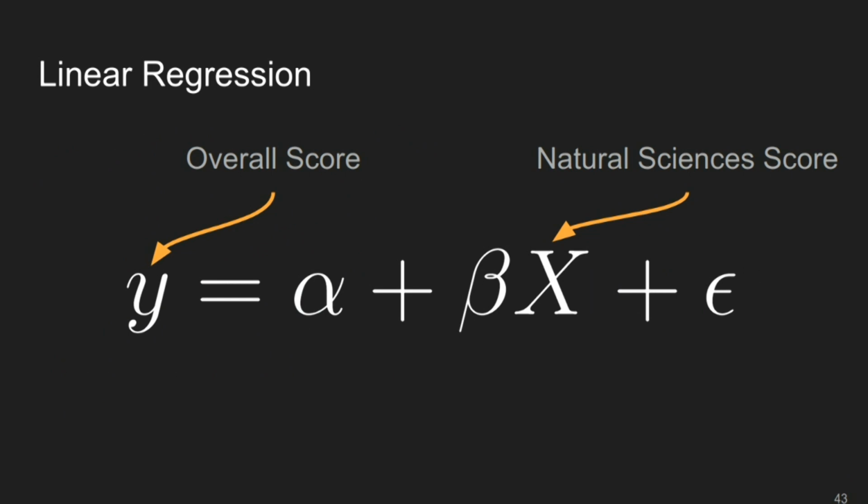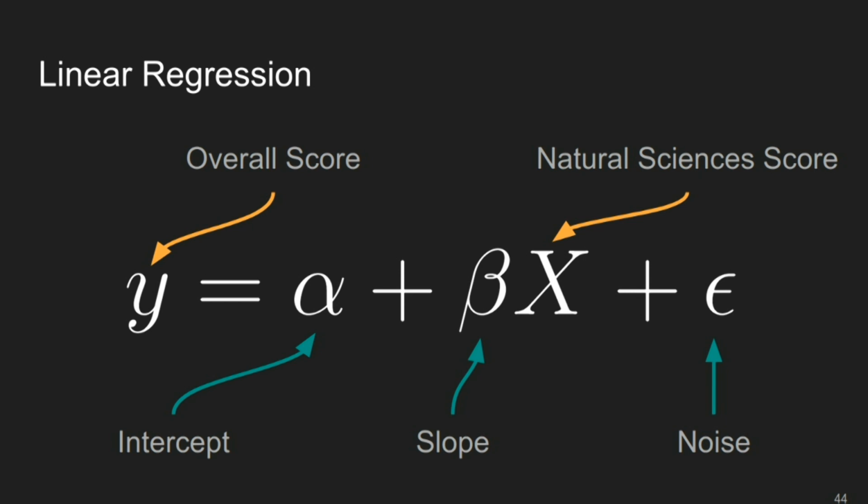So basically what we're going to do is model the overall score of the test based on the natural science score of the test. So we have the input x and the output y, and we have three parameters of the model: the intercept alpha, the slope beta, and the noise parameter epsilon.